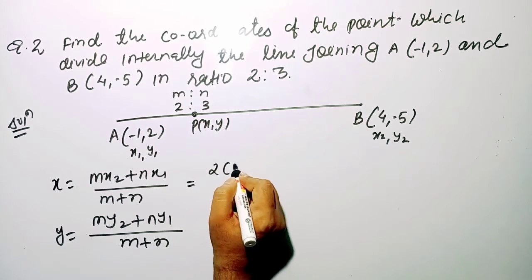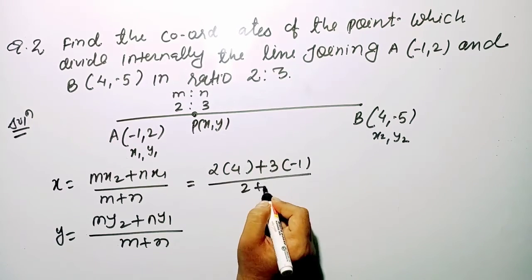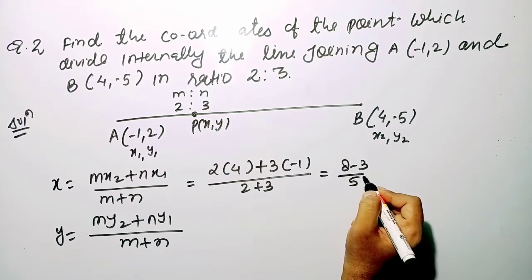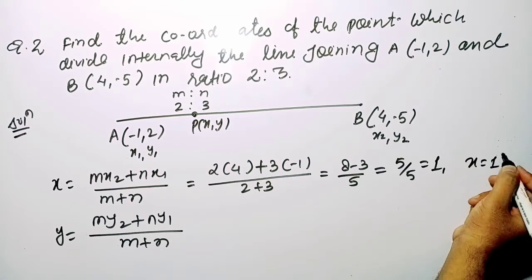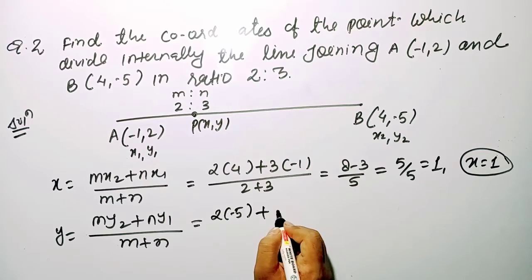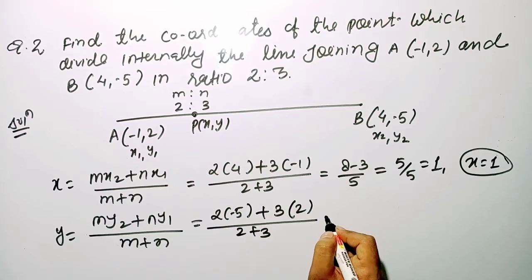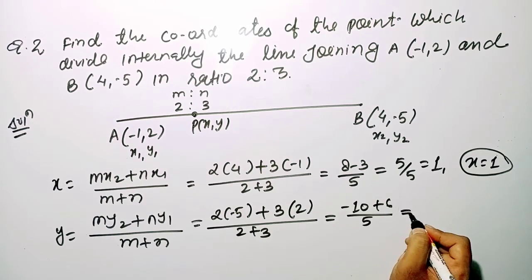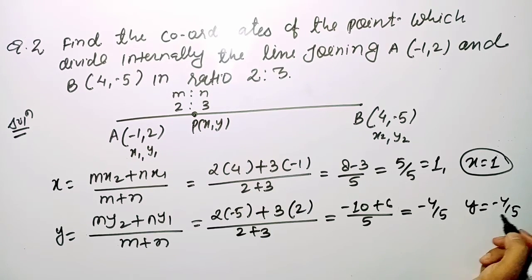Now we can put the values of m and x2 plus n and x1, right? And m plus n, so 2 plus 3. Okay students, so we can simplify it. 2 into 4 is 8 minus 3 divided by 5. So we are getting 5 by 5 is equal to 1. So the value of x is equal to 1. Similarly, putting the values of m and y2 plus n and y1, so m plus n means 2 plus 3. So minus 10 plus 6 divided by 5. So we are getting minus 4 by 5. The value of y is minus 4 by 5.